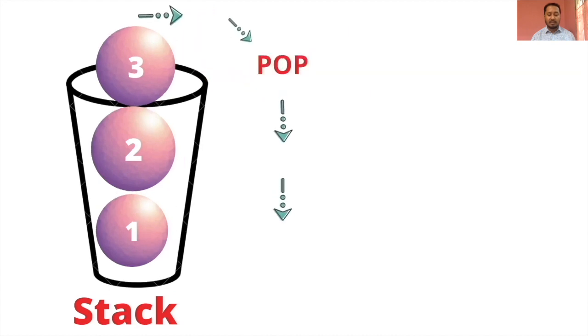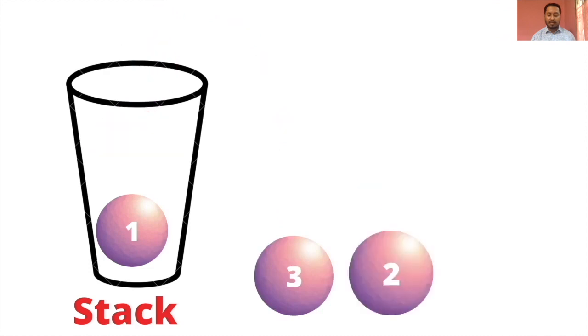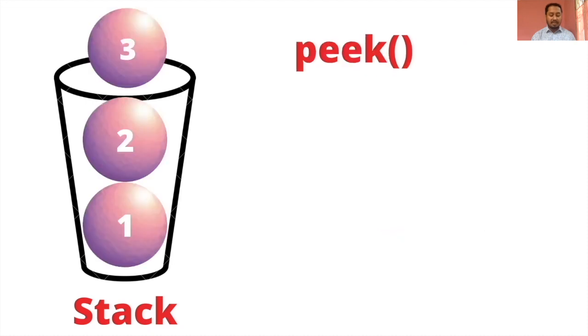The operation of taking out an element from the stack is called pop. First, we have popped ball number 3, then 2, and finally ball number 1. Using the empty method, we could check whether the stack is empty or not. To know which element is at the top of the stack, we could use the peek method.